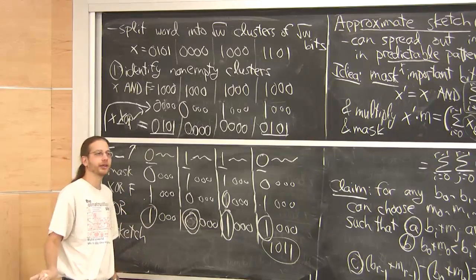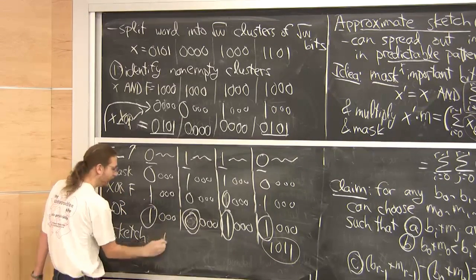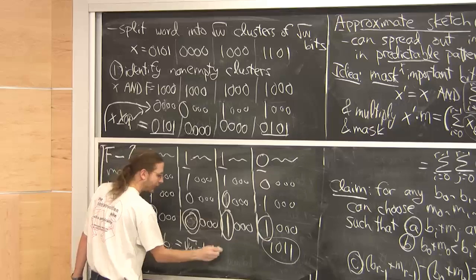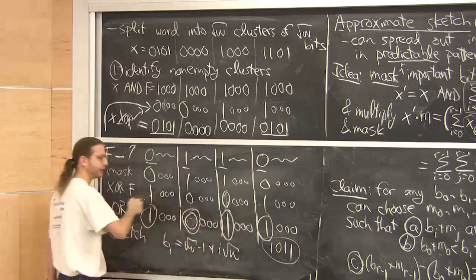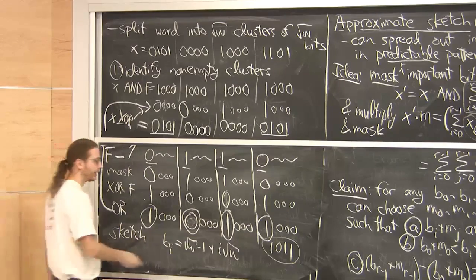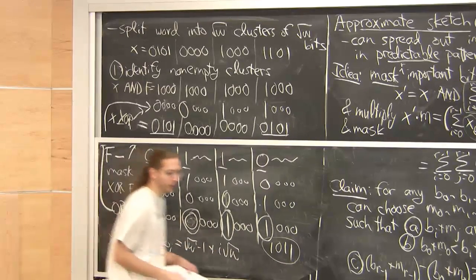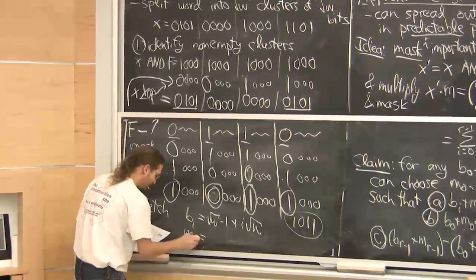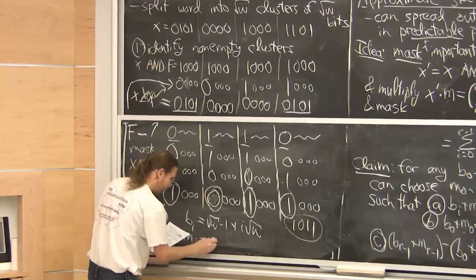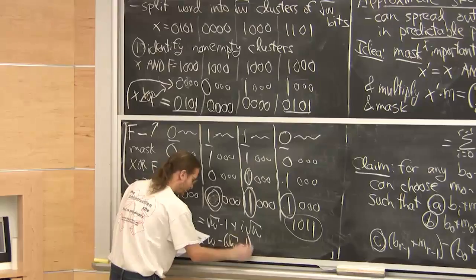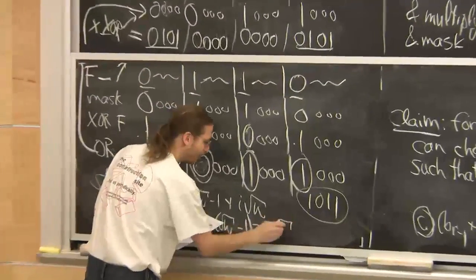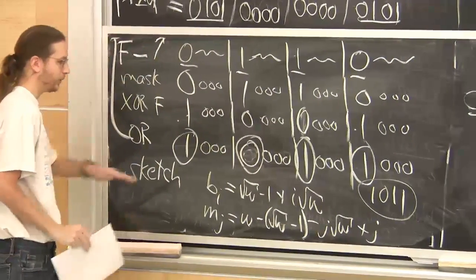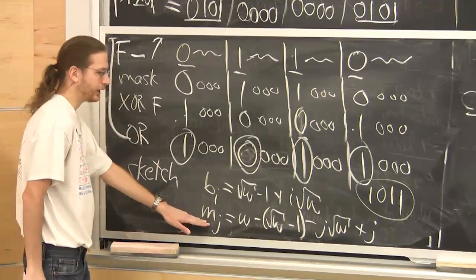Before, the b_i's were arbitrary things. We had no idea how they were spread out. Here, b_i is root W minus 1, that's the first one, plus i times root W. They're nicely uniformly spaced by i root W. In this case, I claim you can use m_j equal to W minus root W minus 1 minus j root W plus j. And I won't go through the proof. There's a sketch in the notes. But if you do this, this is a nice setting of m_j.